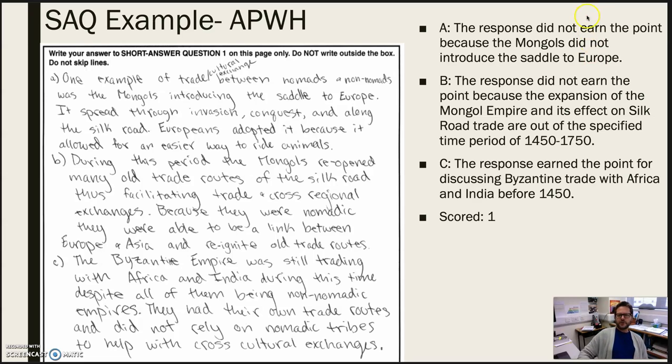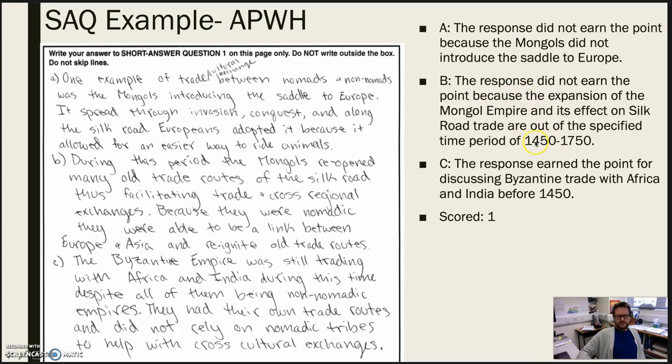All right, so B, during this period, the Mongols reopened many old trade routes in the Silk Road, thus facilitating trade and cross-regional exchanges. Because they were nomadic, they were able to link between Europe and Asia and reignite the trade routes. This response did not earn the point because the expansion of the Mongol Empire and its effect on the Silk Road trade are out of the specified time period. And as I just said at that last slide, we gotta remember, you gotta know what's happening when, right?